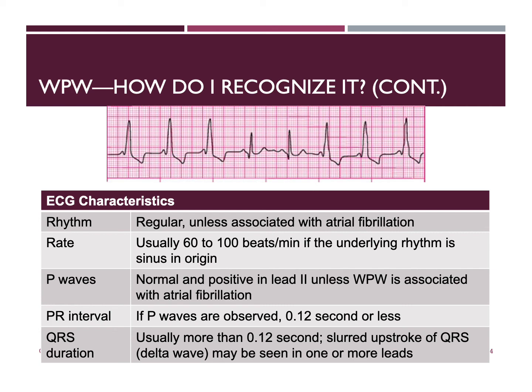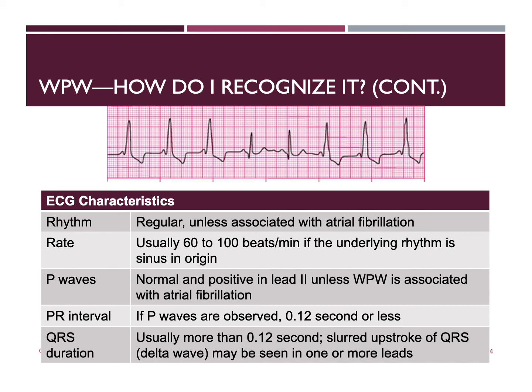So let's start with these characteristics of our ECG. We'll first start with rhythm. We do notice that we're typically going to see a regular rhythm unless it's associated with AFib. Our rate is usually going to be 60 to 100 beats per minute. Our P waves are going to be normal and positive in lead 2, unless that WPW is associated with AFib.